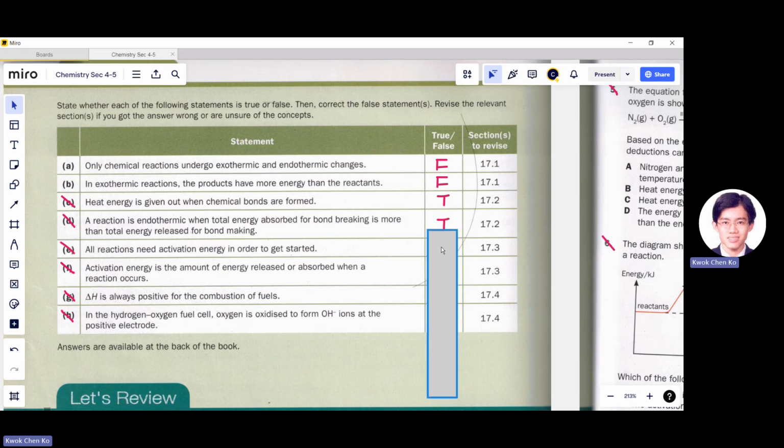D. True. Why already false? Activation energy is the minimal energy to start the chemical reaction. So is it release or absorb? It's both. No. Activation energy is always absorbed, because it's always going up. There's no downward arrow, right? Okay.